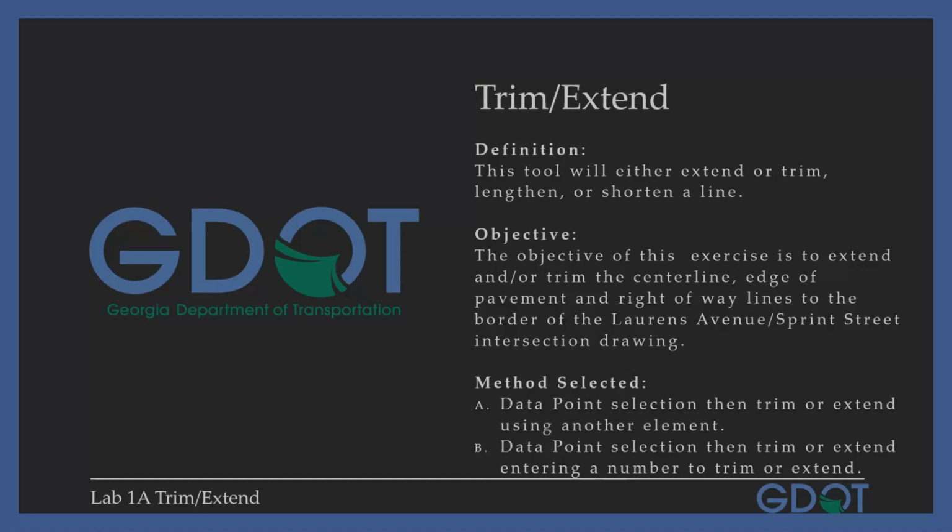The objective of this exercise is to extend and/or trim the centerline, edge of pavement, and right-of-way lines to the border of the Lawrence Avenue Sprint Street intersection drawing. The methods that will be discussed include A. Data point selection, then trim or extend using another element. Method B. Data point selection, then trim or extend by entering the numeric distance in feet that will be trimmed or extended.